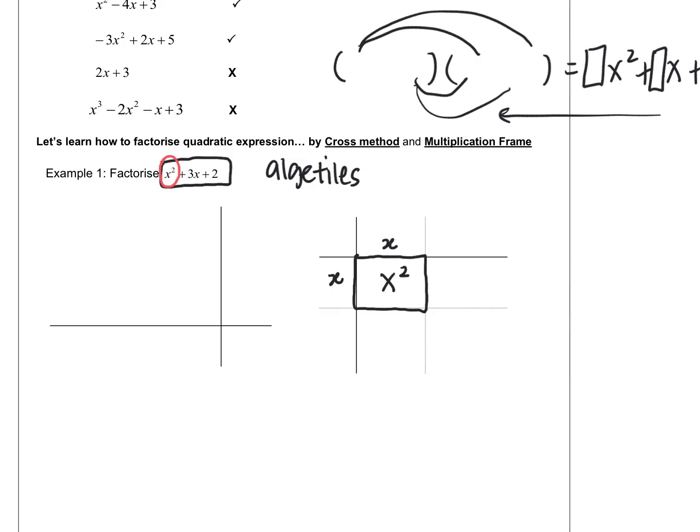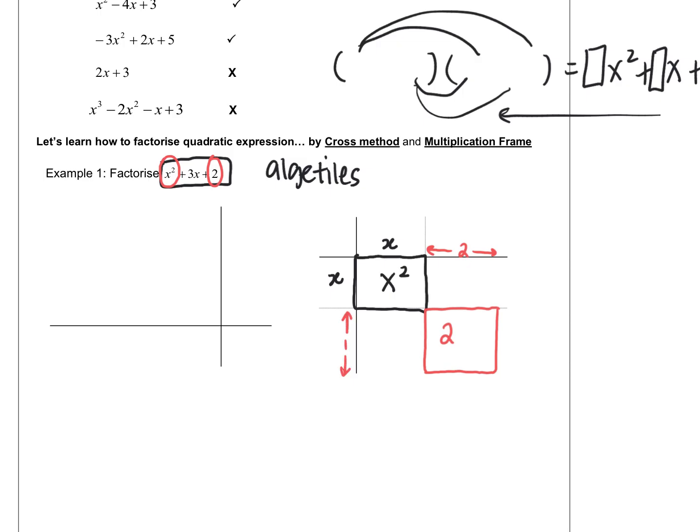Okay, the next tile I will take care of is the constant tile. I will always put it here. So what would the dimension of this tile be? What can the dimension of this rectangle be? What times what gives me 2? 2 times 1. So this one must be 2, and this one must be 1. So that 2 by 1 gives me 2.